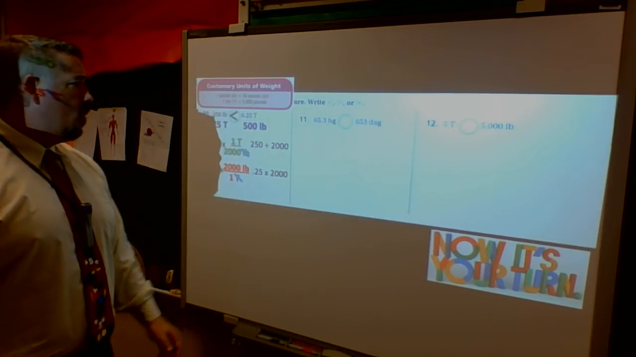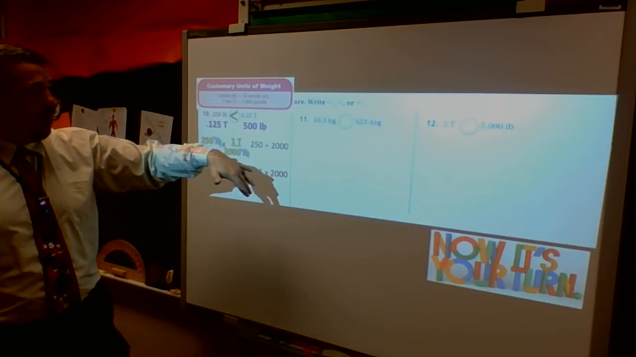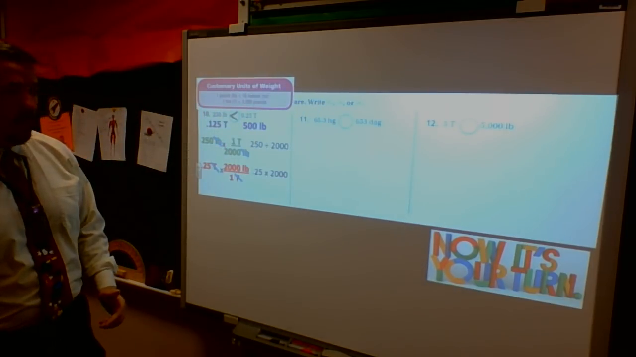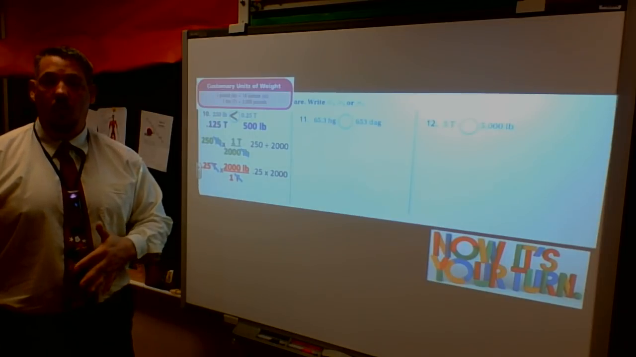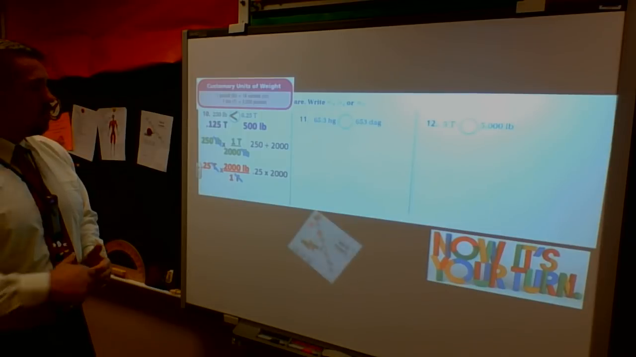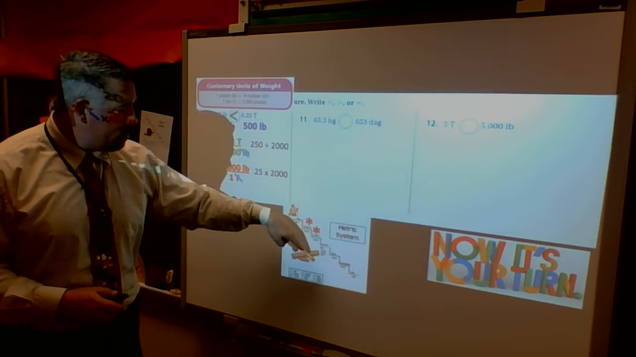11. So you could have either gone from hectograms to decagrams, or gone from a decagram to a hectogram. Either way, as long as you show me your work, I don't care which way you do it. As long as you show me your work and get the right answer. So let's see what we could have done. Going from hecto to deca or deca to hecto.